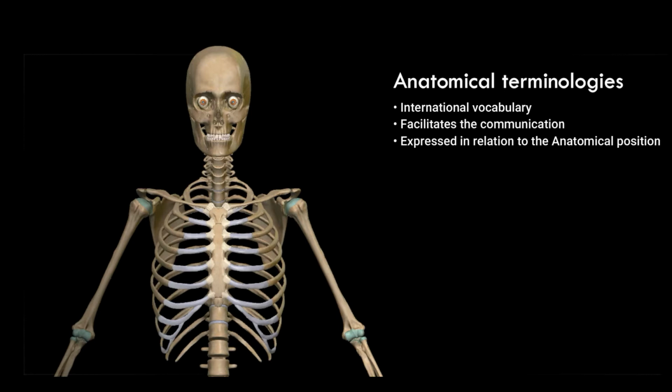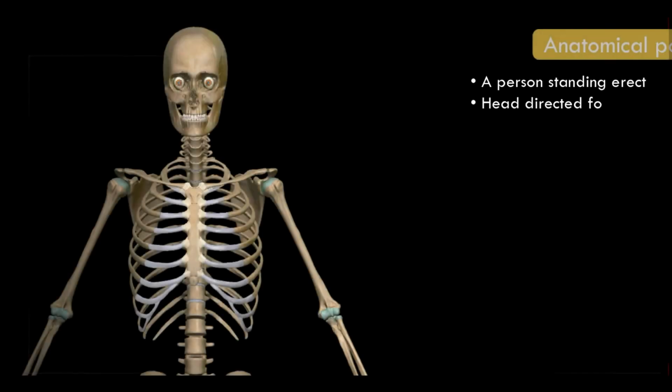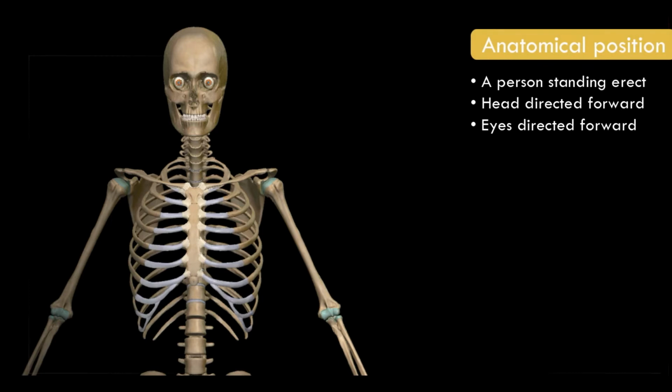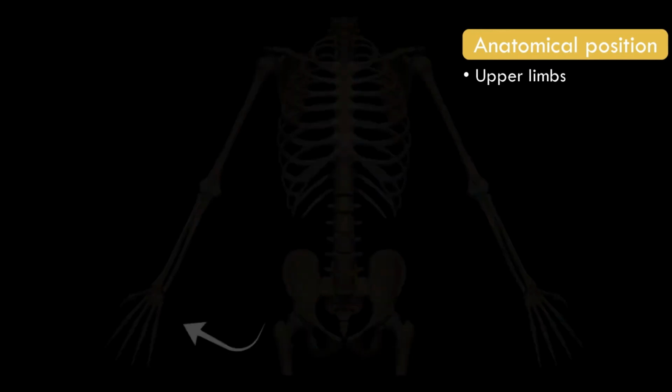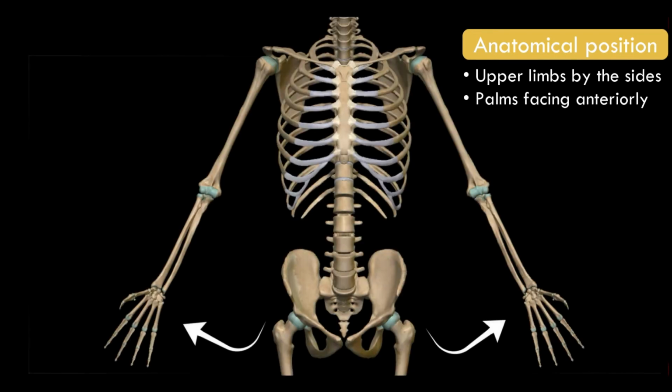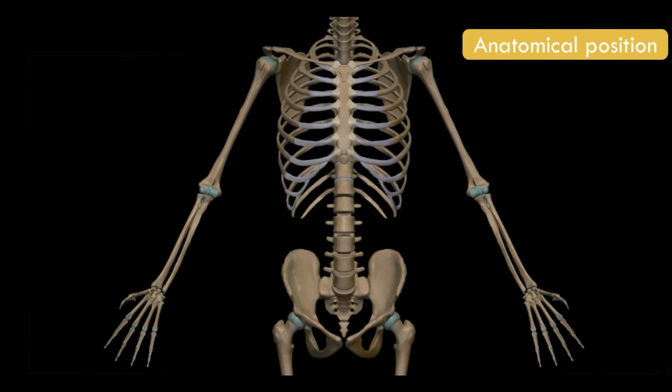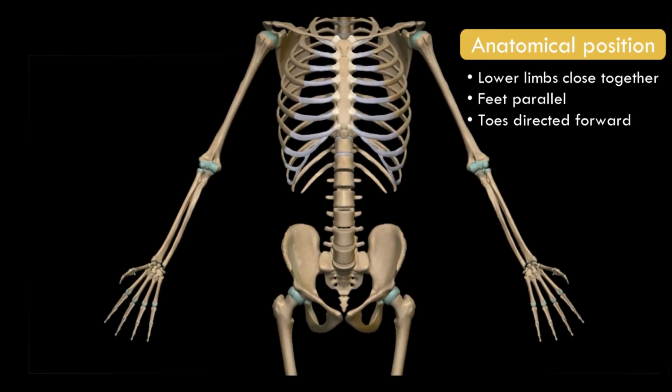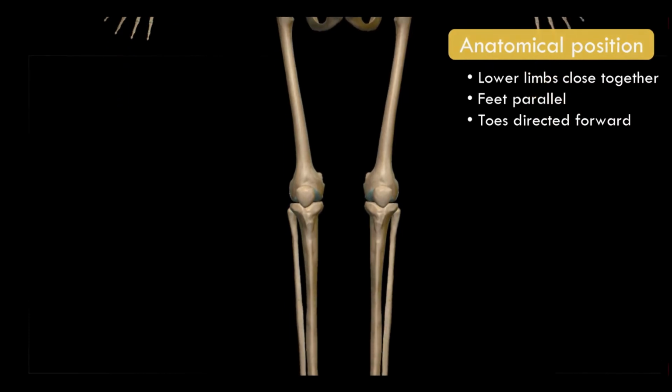This helps health professionals worldwide as well as scholars in basic and applied health sciences to communicate in an easier and precise way. You have to keep in mind also that all anatomical descriptions are expressed in relation to the famous one and only anatomical position. The anatomical position refers to a person as if he's standing erect with his head and eyes directed forward. The upper limbs must be by his sides with the palms facing anteriorly. And finally, the lower limbs closed together with the feet parallel and the toes directed forward.